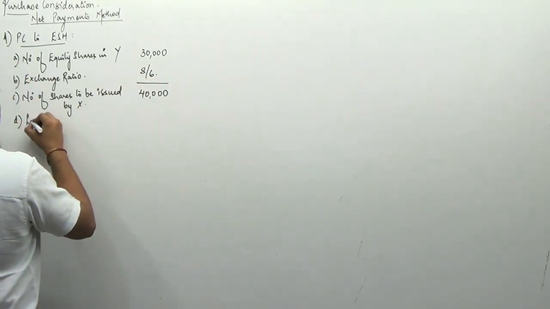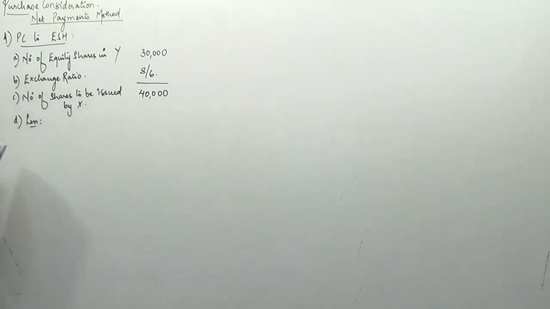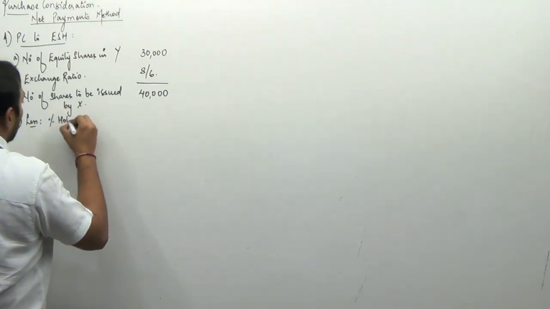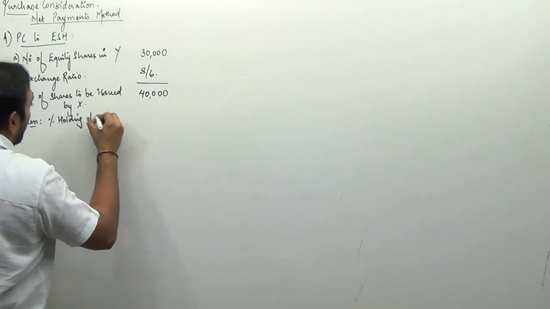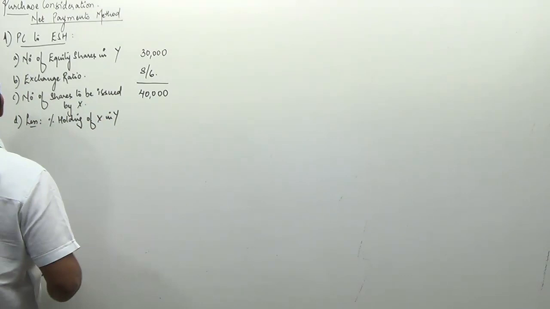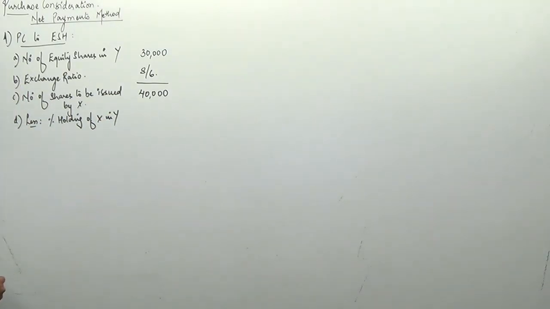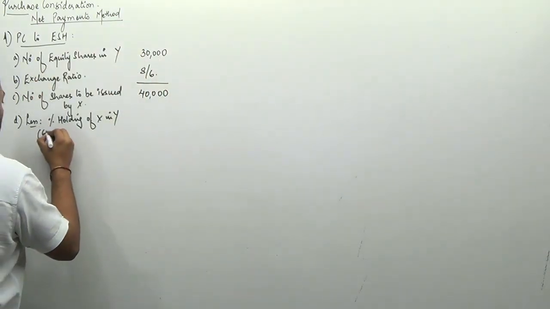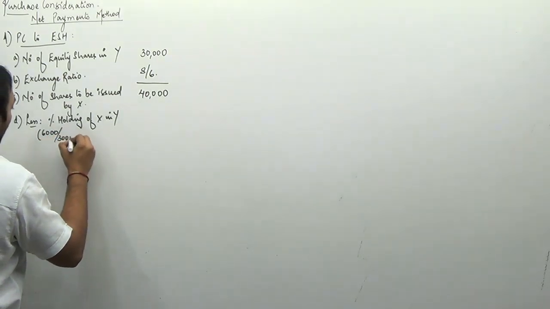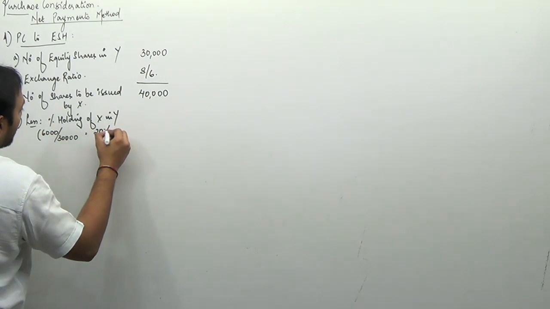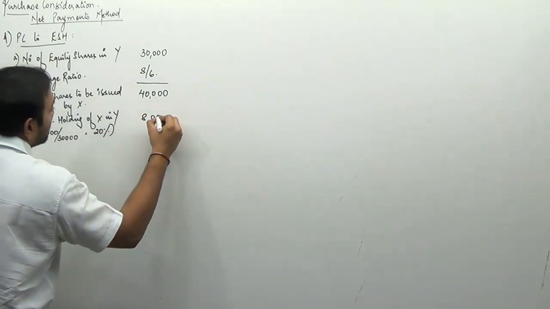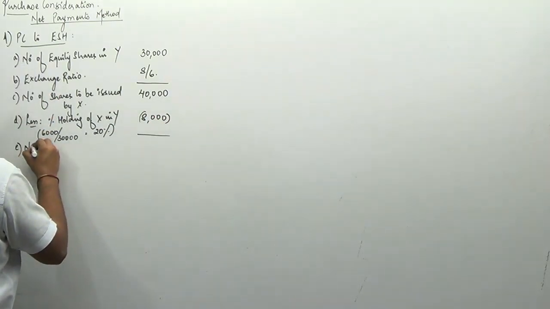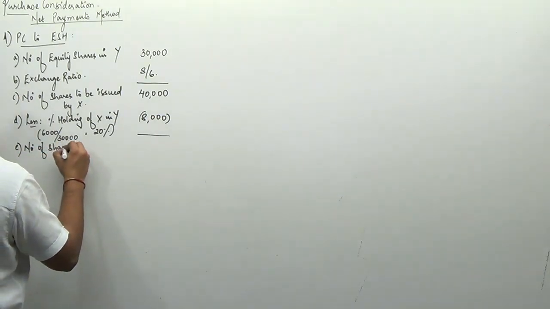First, always cancel purchasing and selling so that we get PC to outside shareholders. Purchasing and selling, less percentage holding of X in Y. How many shares are held by X in Y? 6,000 shares. Out of the total 30,000 shares, 6,000 out of 30,000 is 20%. 8,000 reduce. The balance is the number of shares to be issued to outside shareholders.